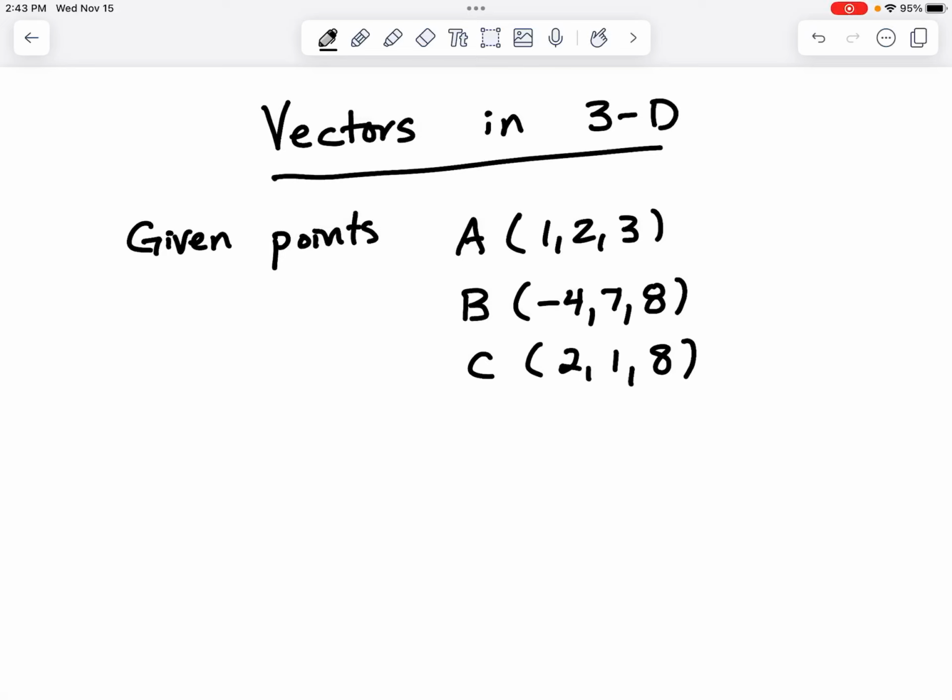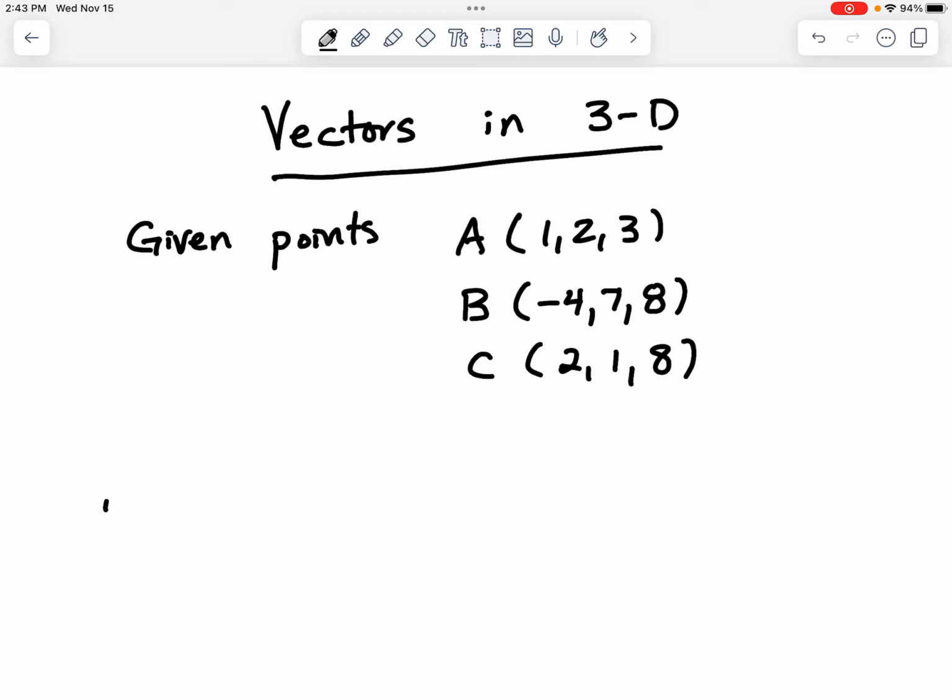So now we've got some vectors in 3 dimensions. Basically, the work is the same as in 2 dimensions. We just have an extra number to tag along. So given these points, A, B, and C, that was a dramatic pause, so you have time to write down points A, B, and C.